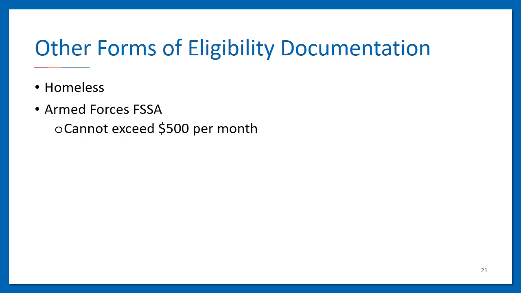The Department of Defense provides certain members of the armed forces and their families a Family Subsistence Supplemental Allowance, or FSSA, designed to bring a household's income up to the federal poverty line and decrease the reliance on SNAP for affected members and their families. The amount of the FSSA, based on household size and income, may not exceed $500 per month.